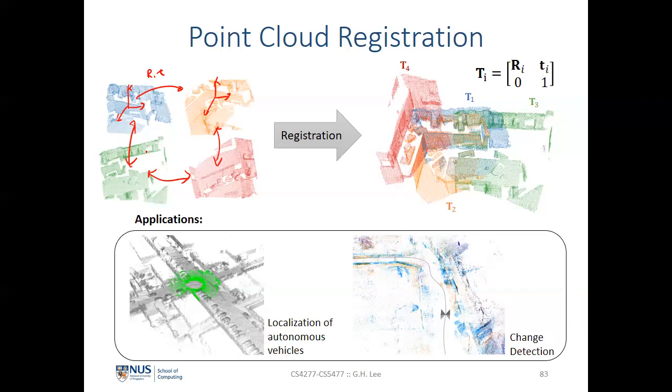So it's exactly the same idea here. You do point cloud registration, point cloud retrieval, then you do registration. So localization of an autonomous vehicle can use this, and we can also do change detection from here, right?